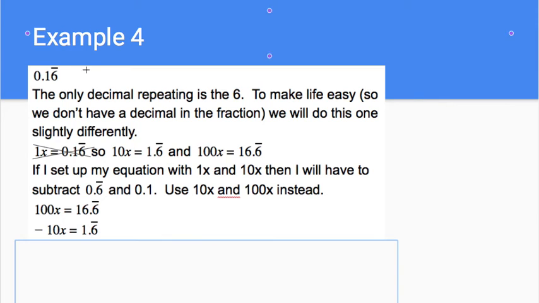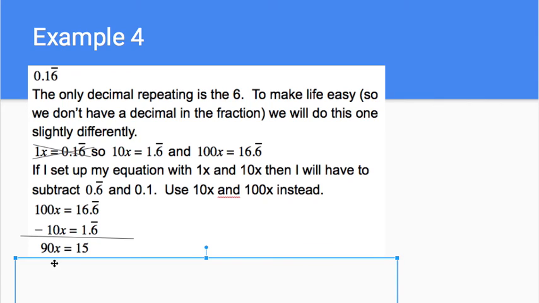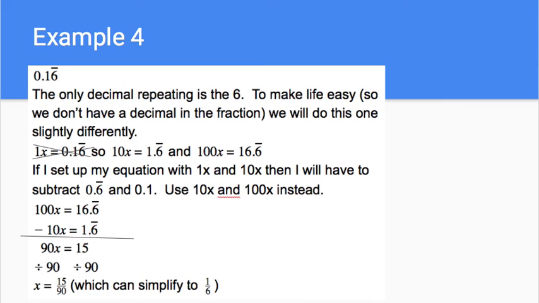So we've got 100x is equal to 16.6 repeating minus 10x is equal to 1.6 repeating. Notice these 0.6 repeatings are lined up perfectly. They're going to eliminate each other. So now I've got 100 minus 10. 100 minus 10 is 90x. And then here, this is slightly different. I've got 16 minus 1. 16 minus 1 is 15. So divide both sides by 90. I get 15 over 90, which can actually simplify to 1/6, because both 15 and 90 can be divided by 15. They end in a 5 or a 0, so it can be divided by 5.